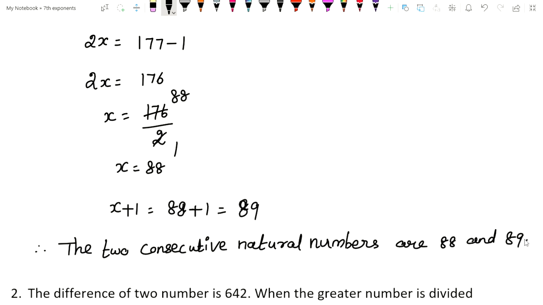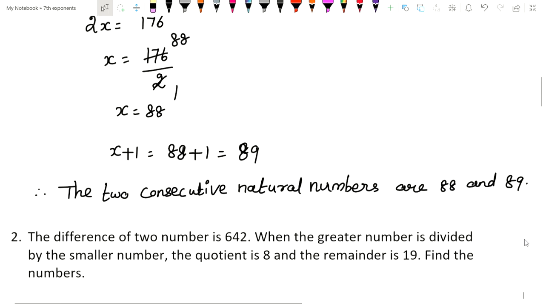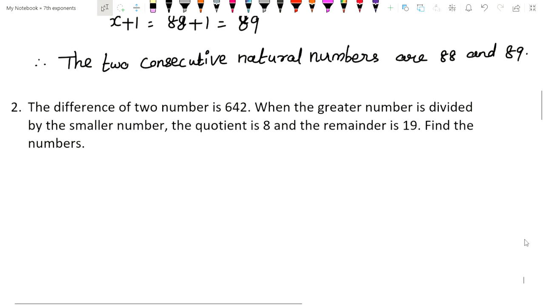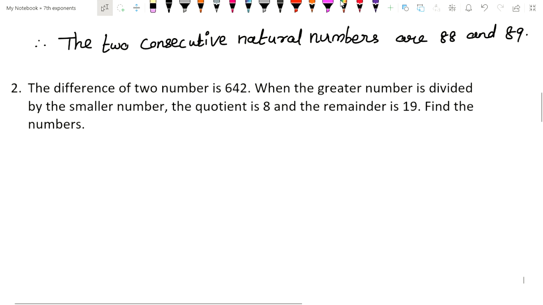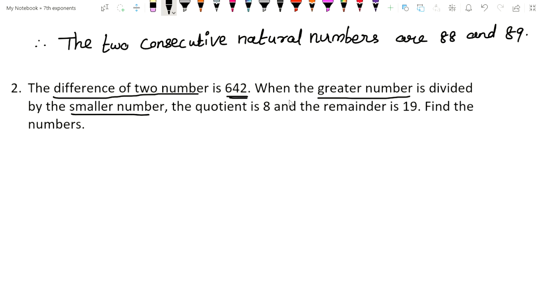Okay, children. See the next one. The difference of two numbers is 642. When the greater number is divided by the smaller number, the quotient is 8 and the remainder is 19. So find the numbers. Okay.